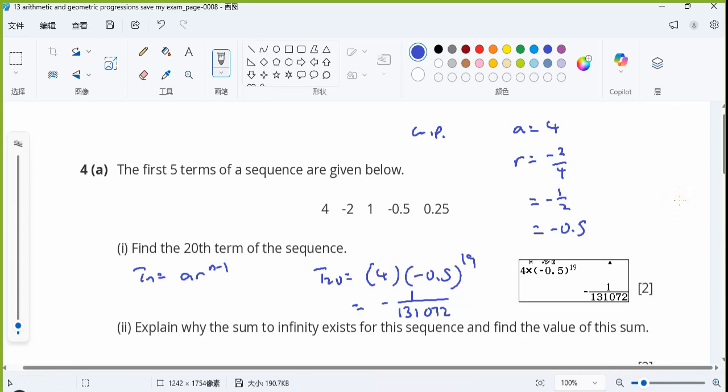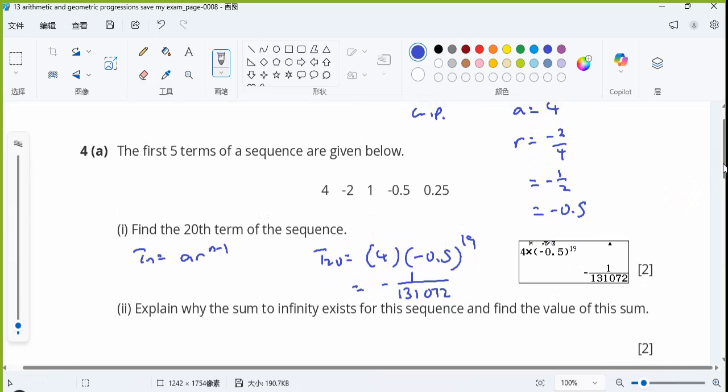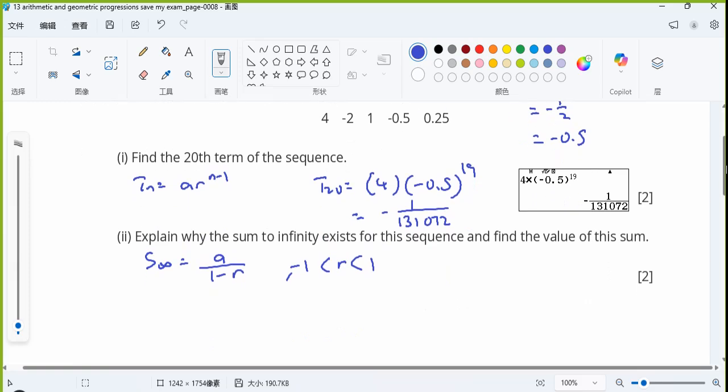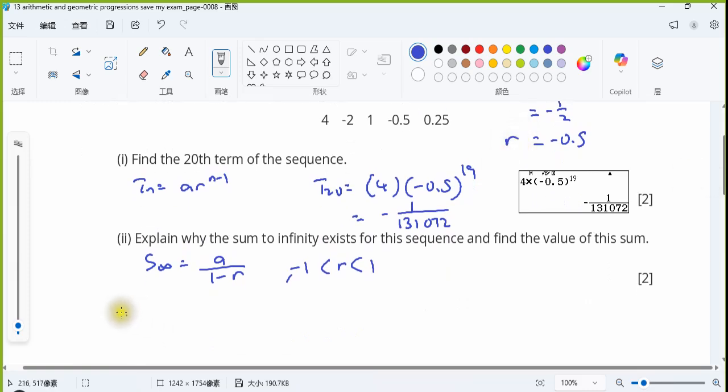Next, explain why the sum to infinity exists for this sequence and find the value of this sum. We know that the sum to infinity is a over 1 minus r, and r must be between negative 1 and 1. Here r is negative 0.5, which is between negative 1 and 1. Therefore, S infinity exists.